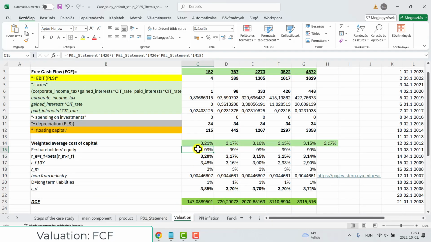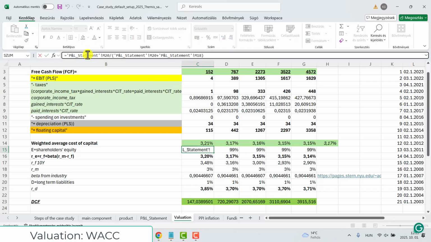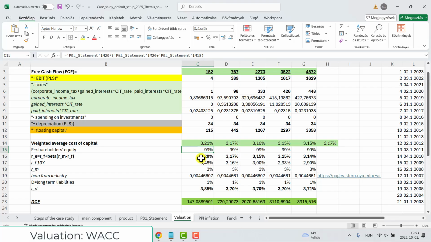So we checked shareholders' equity. Still, it has a relevance of 99% because we are just taking equity and dividing it by equity plus debt. So after that it will be 99%. Good enough. Relevance of long-term debt is 1% because 100 minus 99% is 1%.